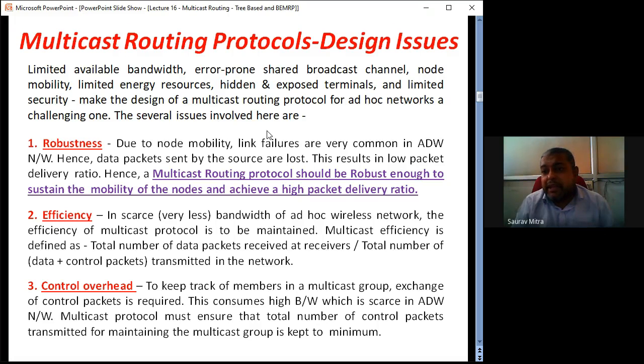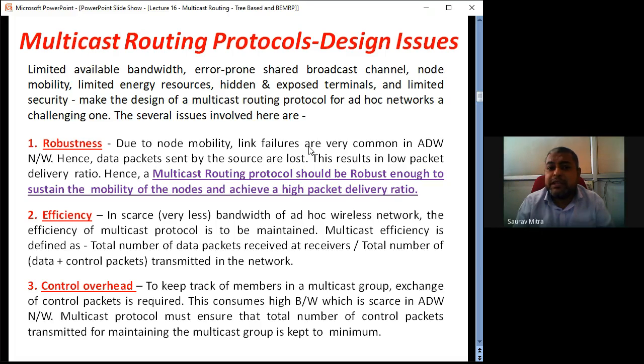So what are the main issues? First issue is robustness. What is meant by robustness? Robust means sturdy, very strong. Come any situation, come any kind of external disturbance, the network is not going to fail. The network connectivity is not going to fall. This is what is meant by robustness.